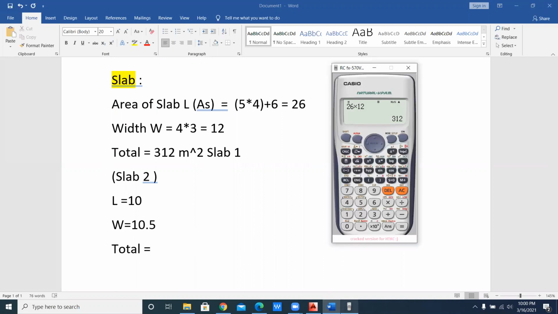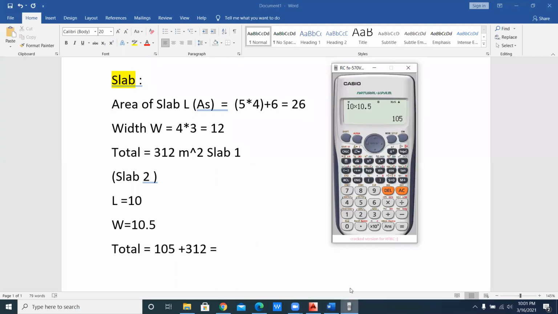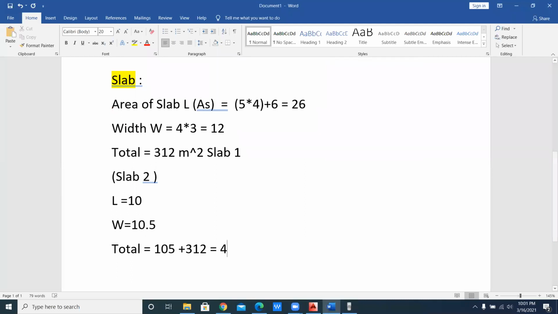Total 10 multiplied by 10.5. Okay, so 105. 105 this one plus, okay, so total that is 312, and 312 this one. So how much you get? That is normally 417 meter square. Okay, meter square. That is normally, you can say that it is 417 meter square.